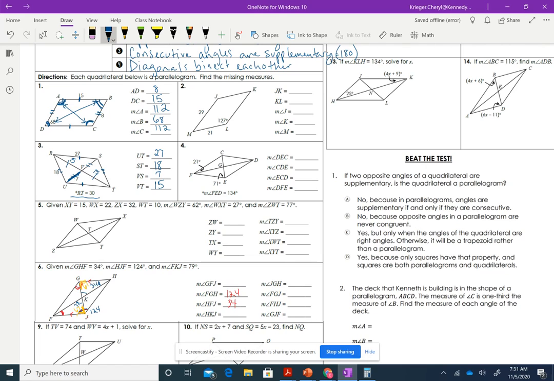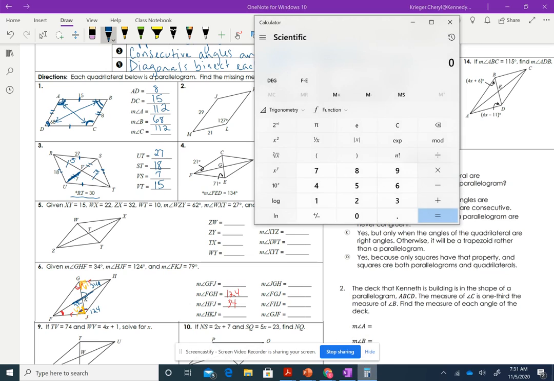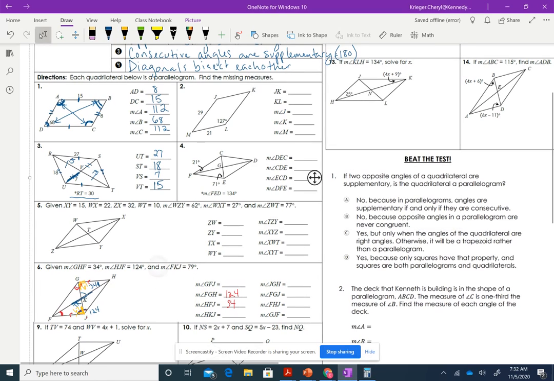Okay, and then we know that these two angles, 79 and where the K is, are supplementary. So we can go ahead and do 180 minus 79 to find where this angle K is, 101. And it's a vertical angle. Okay. All right, so let's go ahead and start figuring out some of these angles so we can solve the problems.